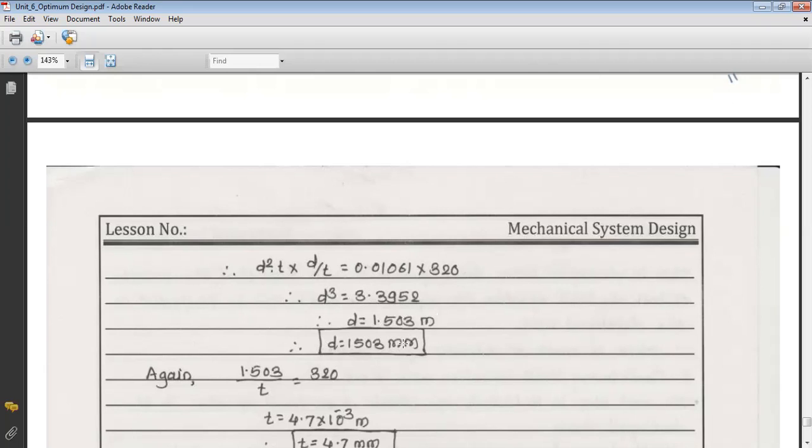Now we have to convert in mm. So the value of diameter is 1503 mm. Again, d by t is equals to 320. So we have to put the value of d, and from that we can find out the value of t. So the value of t is 4.7 mm.